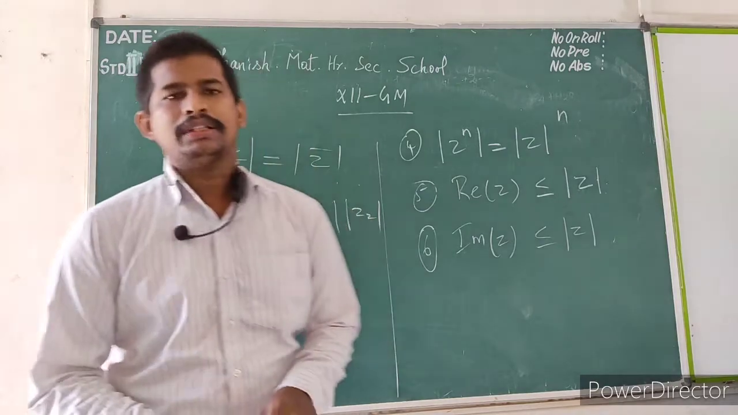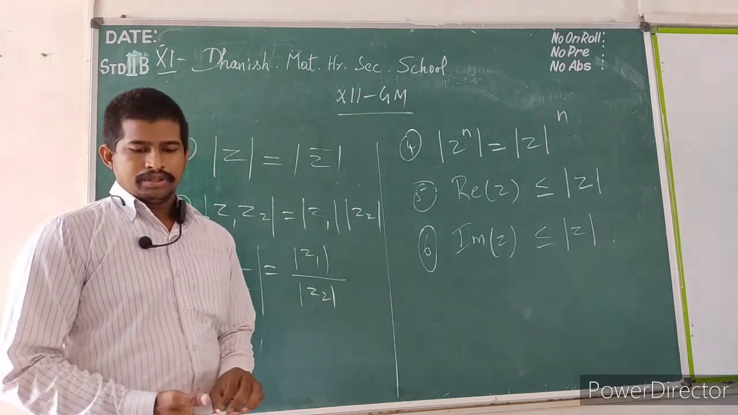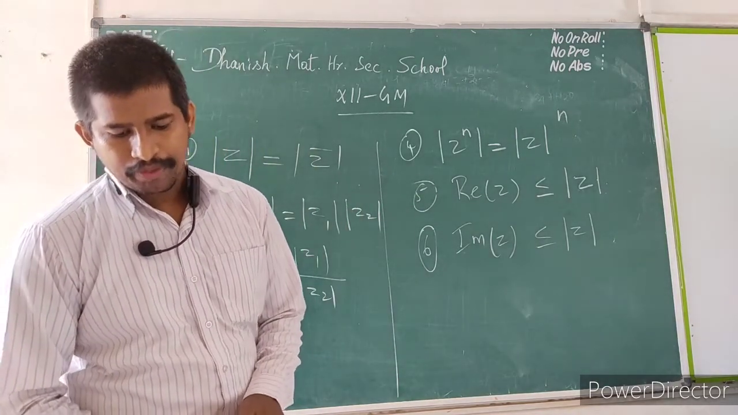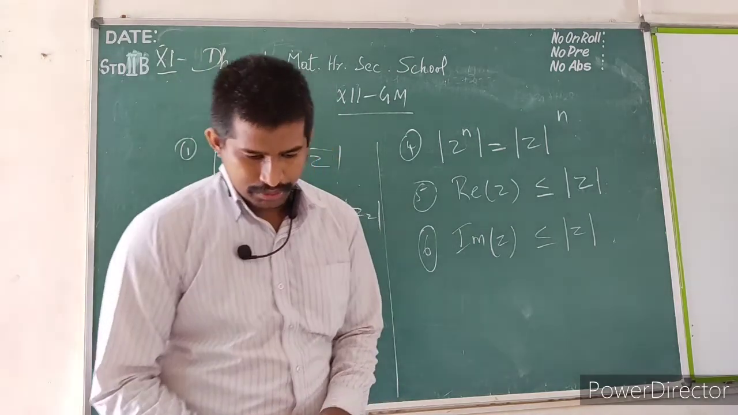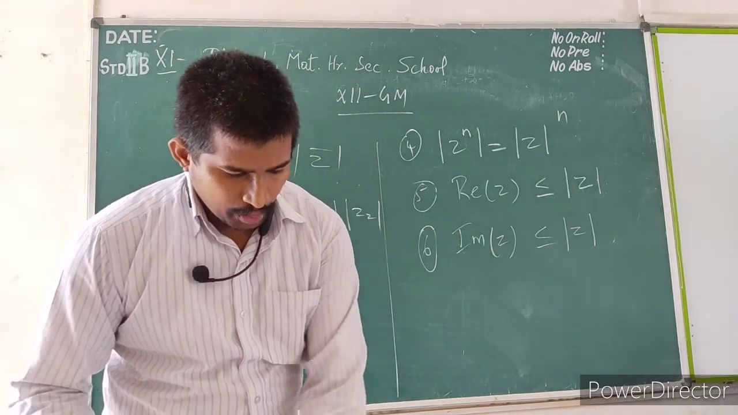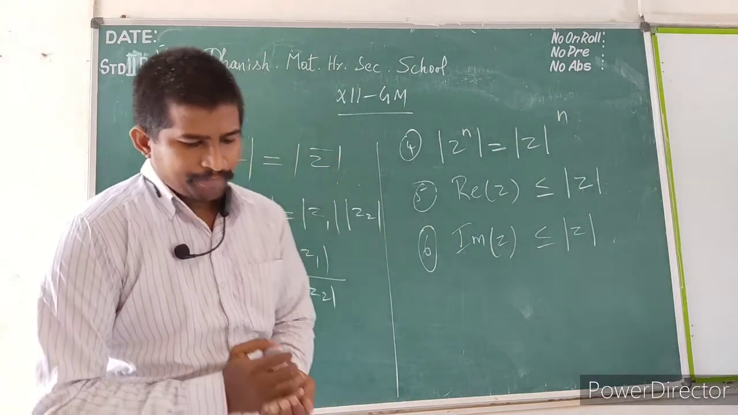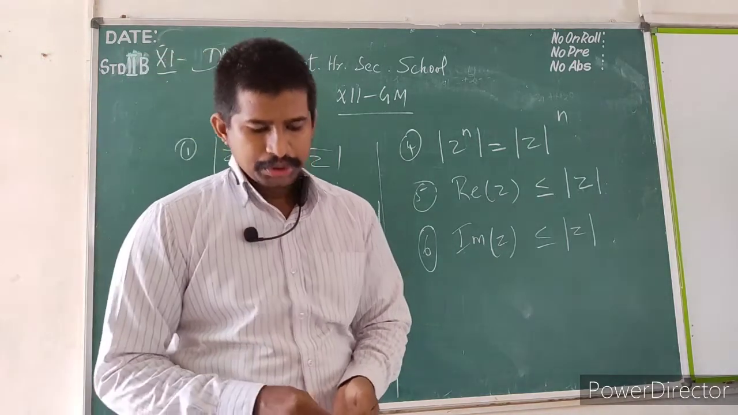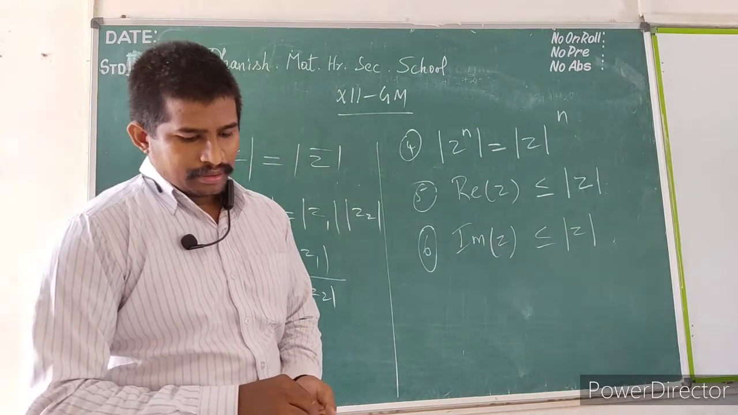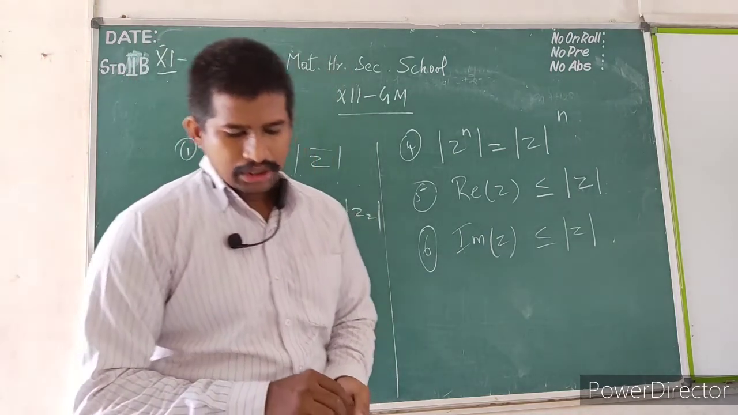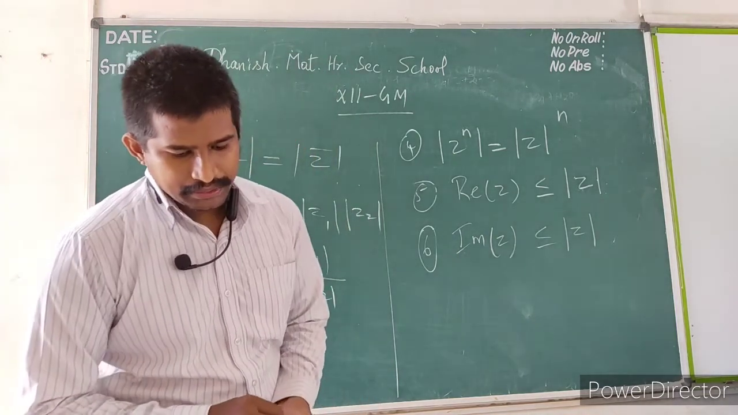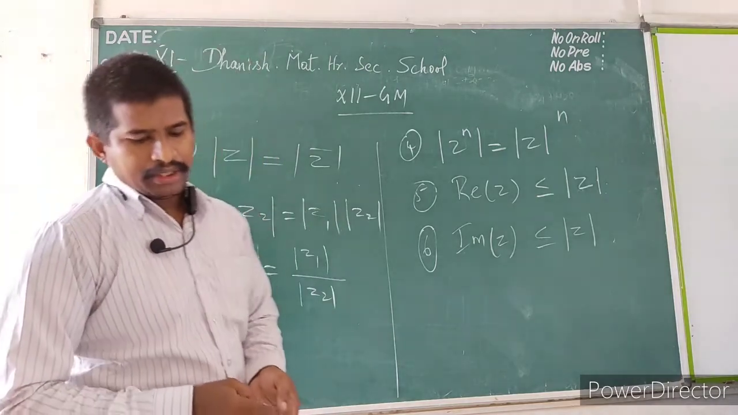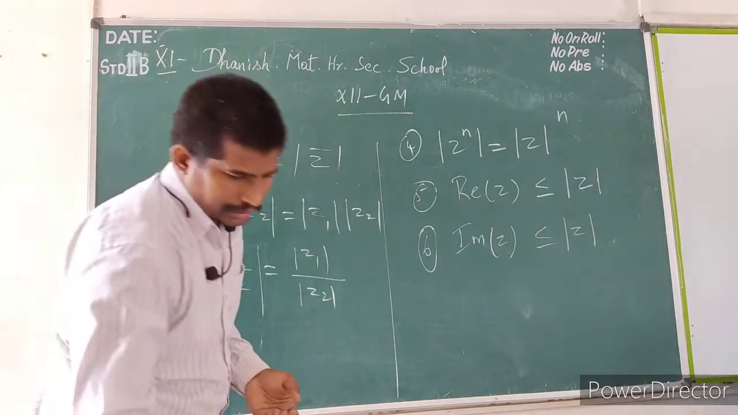Today we are going to do the same Exercise 2.5, the remaining problems. Look at your book, problem number 4. If modulus z equals 3, then show that 7 is less than or equal to modulus z plus 6 minus 8i, which is less than or equal to 13.